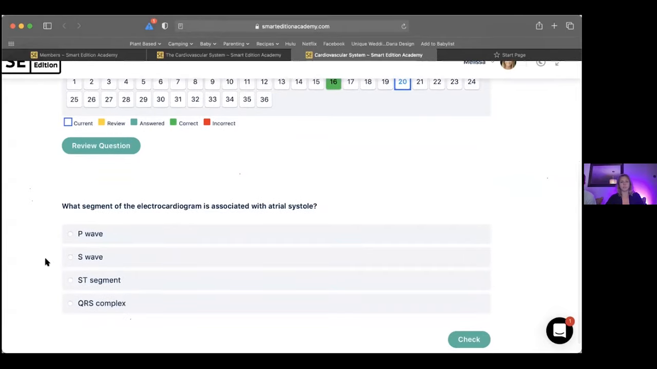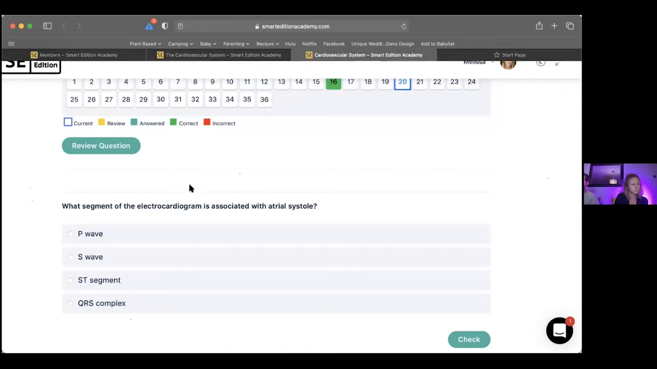All right, this is talking about electrocardiograms or EKGs. What segment of the electrocardiogram is associated with atrial systole? All right, so A is P wave, B is S wave, C, ST segment, or D, QRS complex. All right, so we've got a big IDK, does not know. A lot of P waves, a couple people on the QRS.